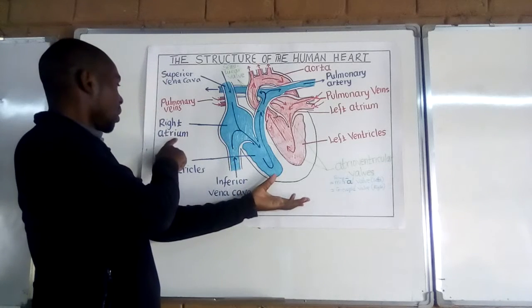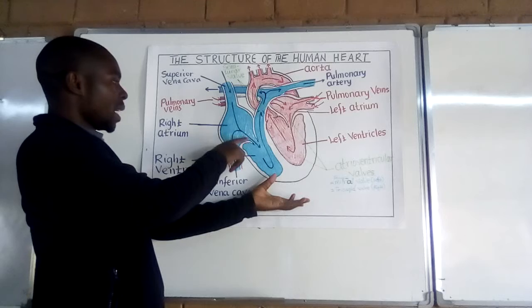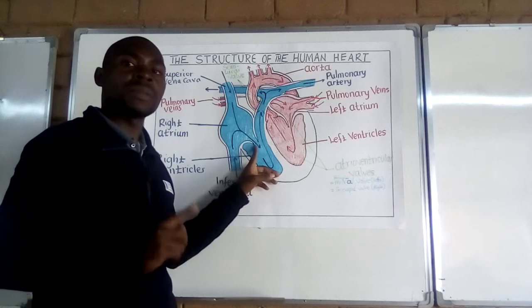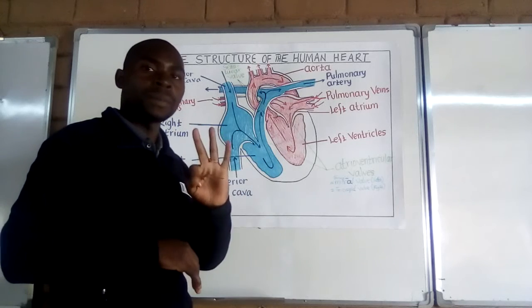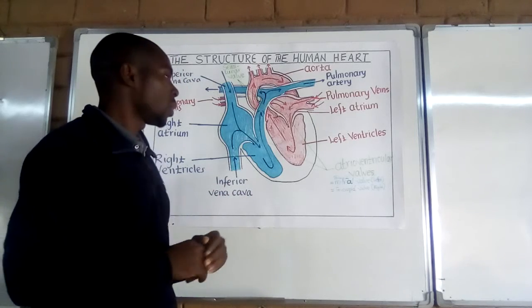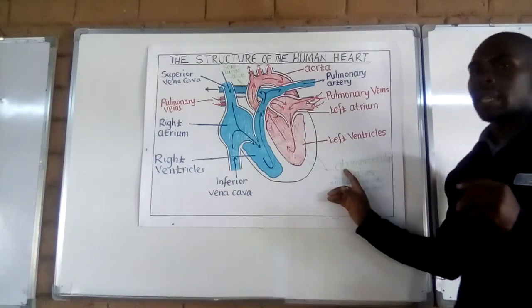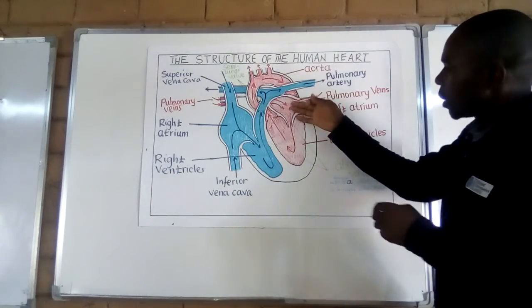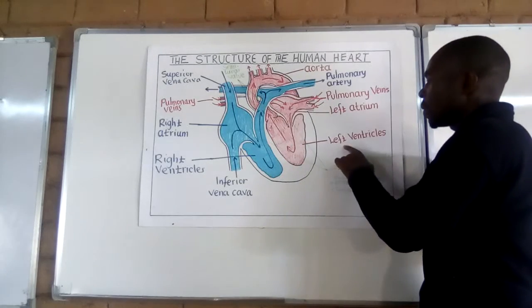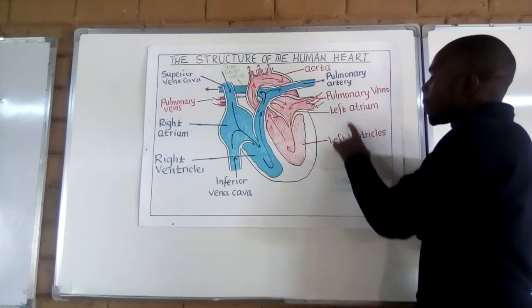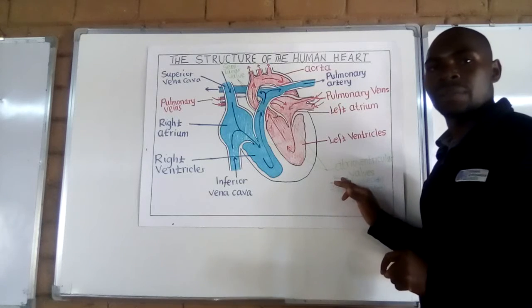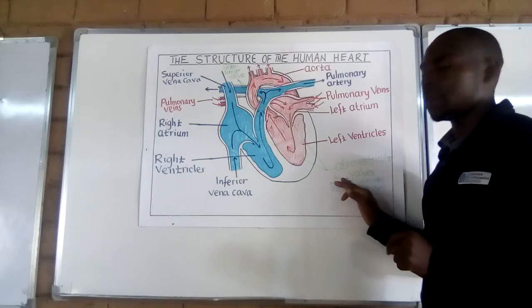The right atrium is separated from the right ventricle by a valve called the tricuspid valve. Tricuspid means three, and three means that it is made up of three flaps. Now, number two, we should also know that the heart has other chambers such as the left atrium and also the left ventricle. Now, these two chambers are separated by the mitral valve or the bicuspid valve. Mitral valve or bicuspid valve.